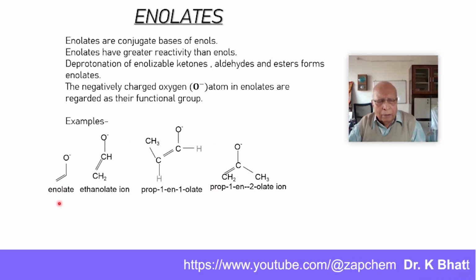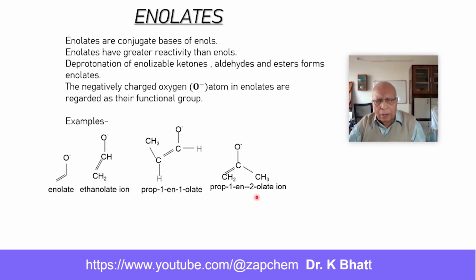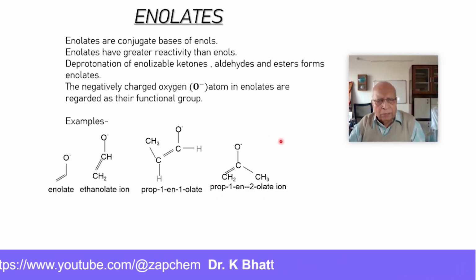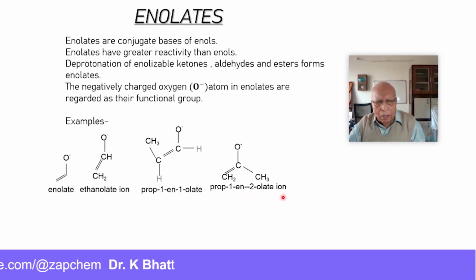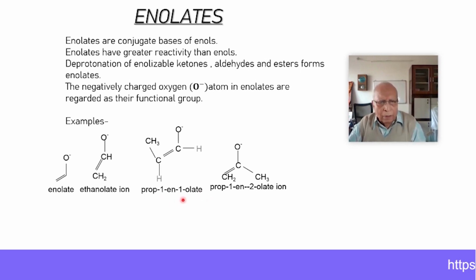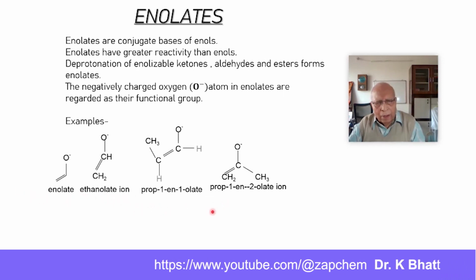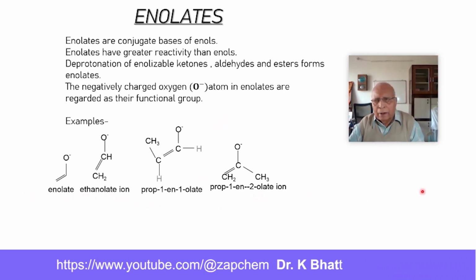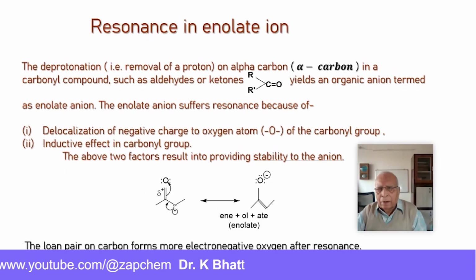They act as intermediates in many reactions, and it is a negatively charged ion. Here are different types of enolates named according to the IUPAC system. But the ion must be represented here, of course. Here also the ion should be added. Propene-1-olate ion, ethenolate ion. All of them are ions.